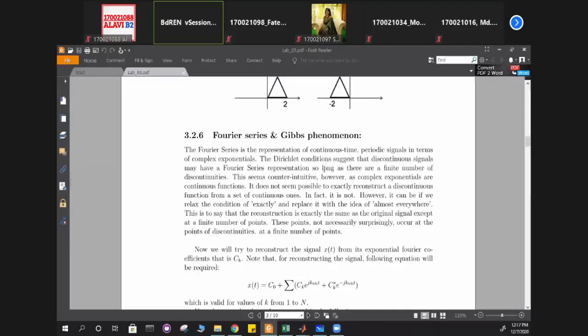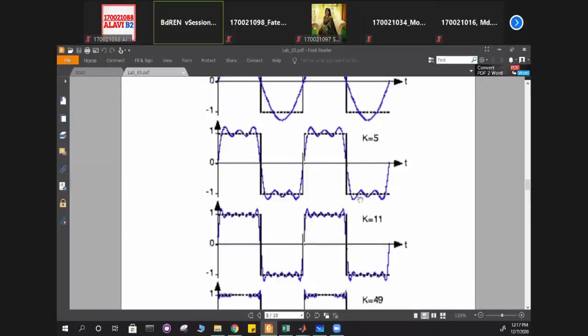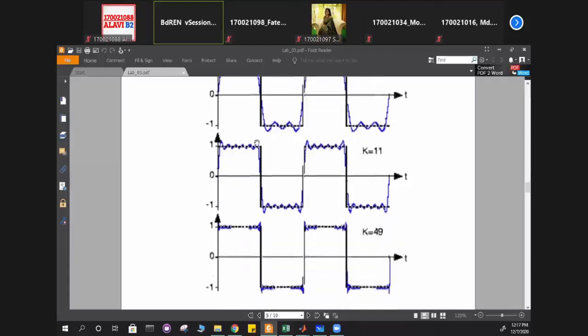But practically what happens, it cannot be exact, because your exponential and sinusoid are continuous time signals. But using continuous time signals, you cannot create even a finite number of discontinuities. So you can see here, even if you increase the number of terms, there is some glitch at those discontinuities.